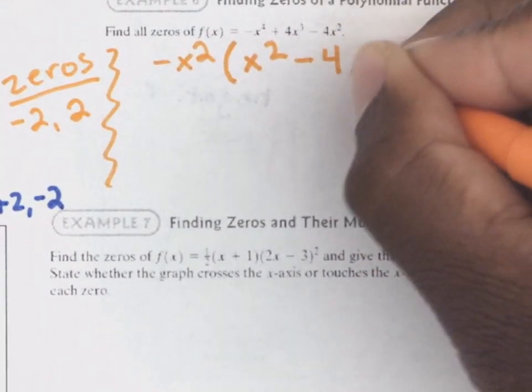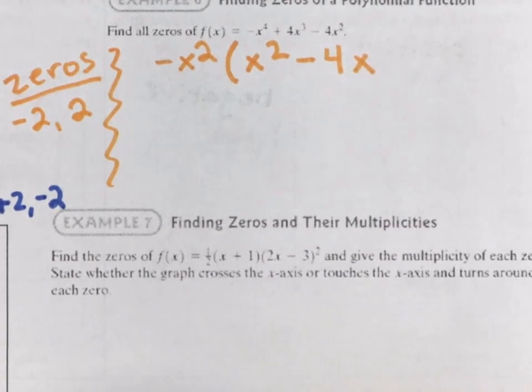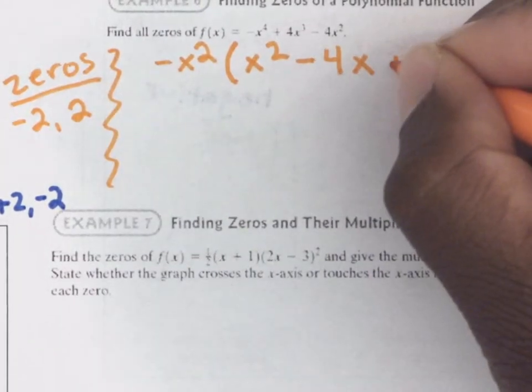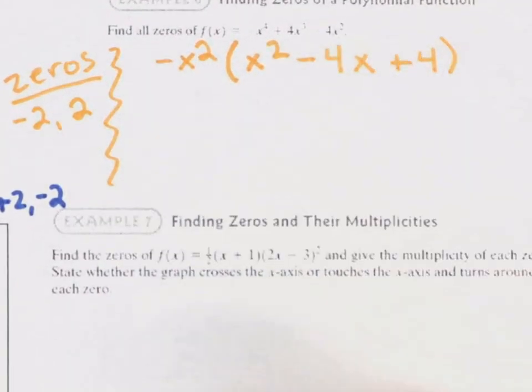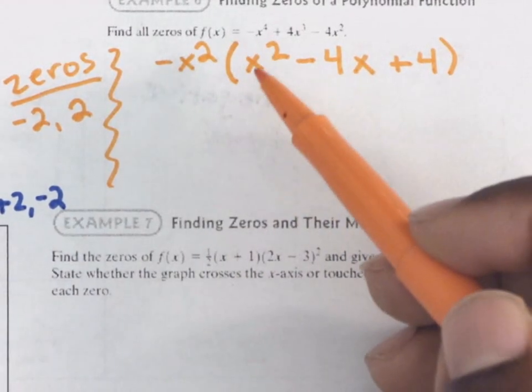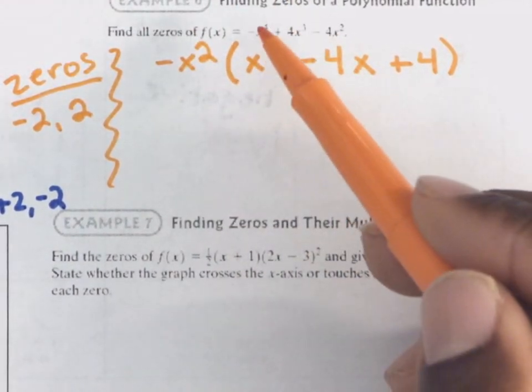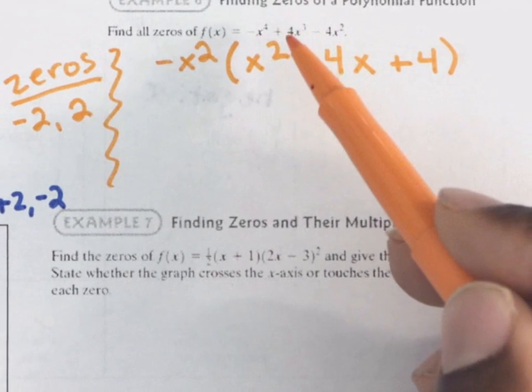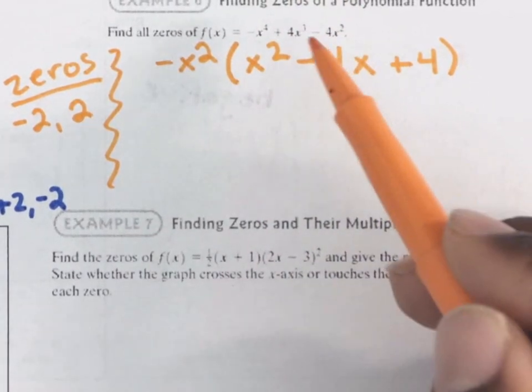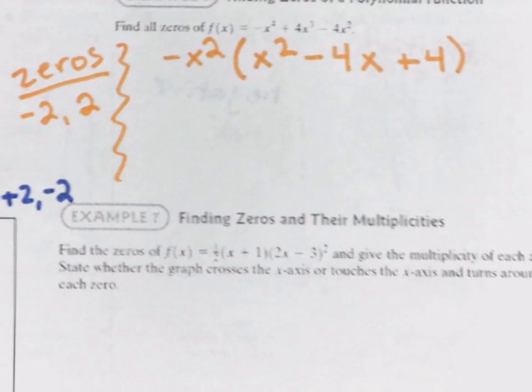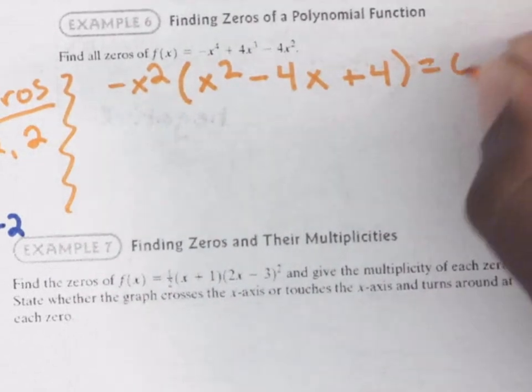So minus 4x. Then what's last? Plus 4. And you can always check, distribute it back, you should get what you started with. That would make this negative, that would make this positive, that would make this negative. So yep, I think I'll get back to where I started. Everybody good?